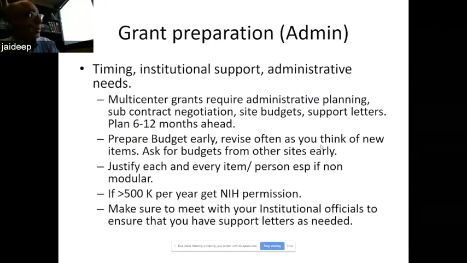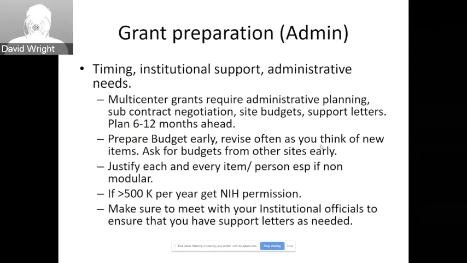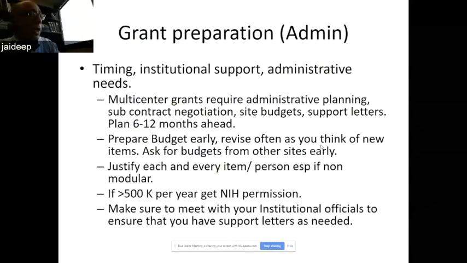If you're going to have multiple sites, make sure that you ask for your budgets from other sites early in the process. It's very difficult for other sites to do things very, very quickly. I know institutions where it takes a month to get something done, and that's not uncommon. Screaming at people doesn't make them work any faster. They typically tend to slow down.